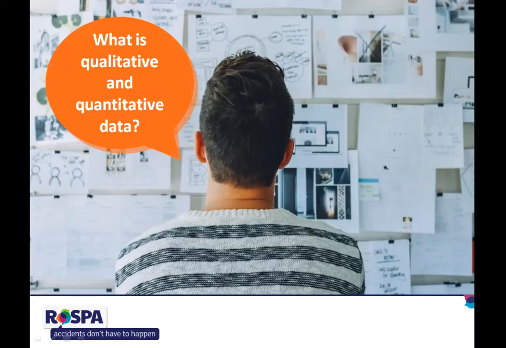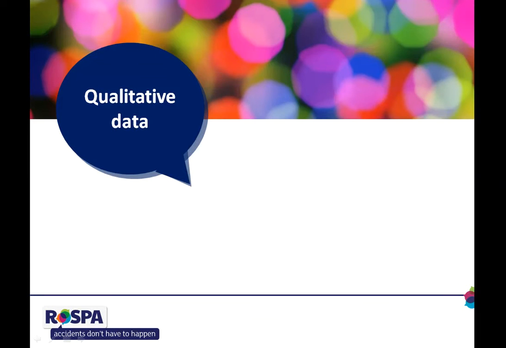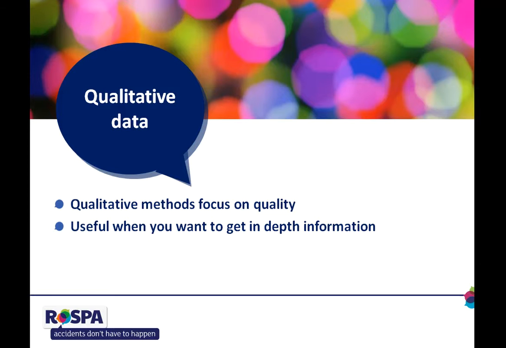Now that you know what you will need to begin evaluating your project, I will talk you through what qualitative and quantitative data is. Qualitative evaluation focuses on quality and is most useful when you want to get really in-depth information from your evaluation. This kind of data can be used to indicate why something is happening, getting the information behind the numbers. However, this kind of data usually comes from a small group of people and should not be used when you need larger numbers of people to take part in your evaluation.